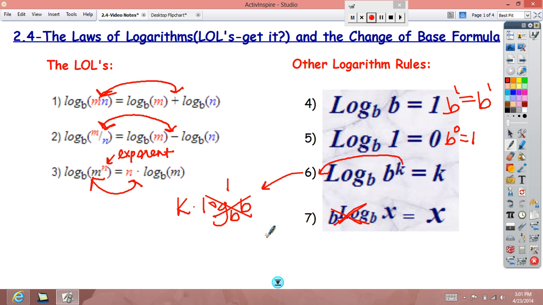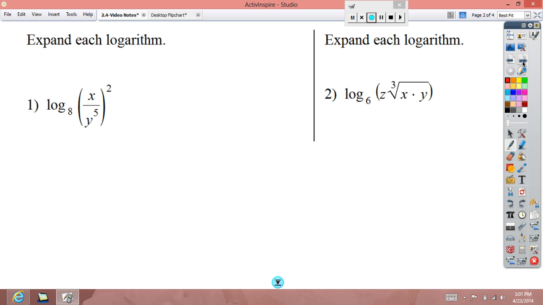So let's try some examples using these LOLs. The first, the second, and the third.